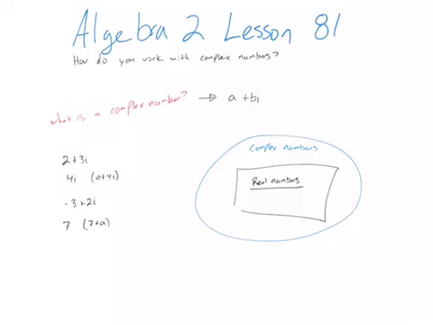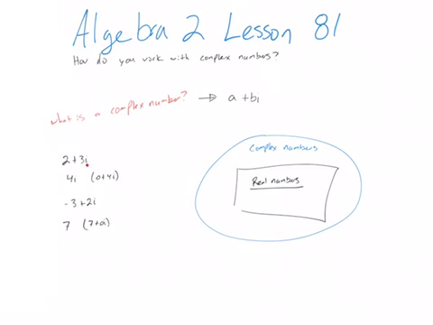This is Lesson 81. Our objective is, how do you work with complex numbers? Well, first of all, what is a complex number? I think we've talked about this before, but just in case you don't remember, it is a plus bi. It's a number that can be written in this form, a plus bi. Remember, i is Euler's form for the imaginary number, the square root of -1.